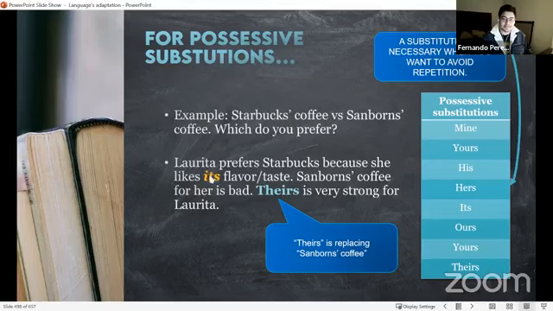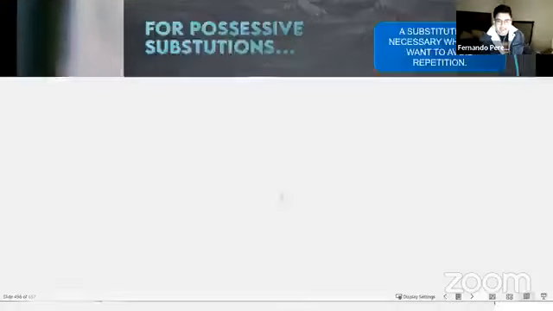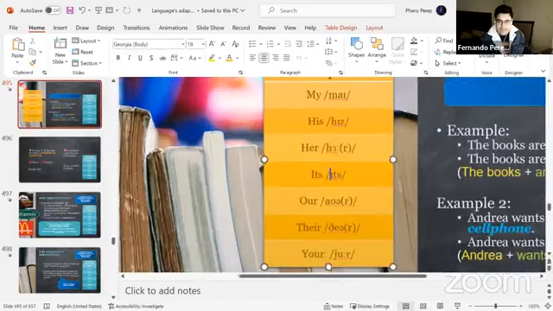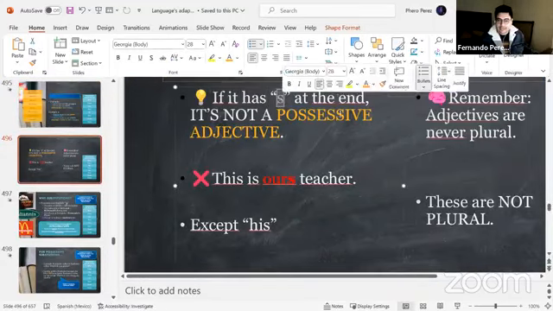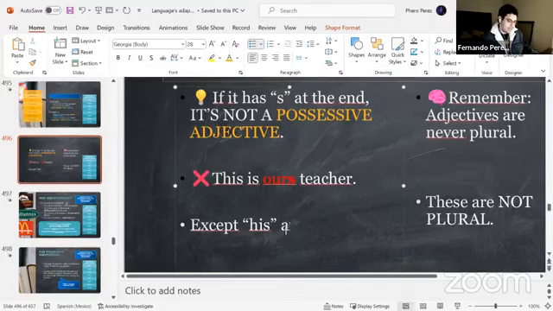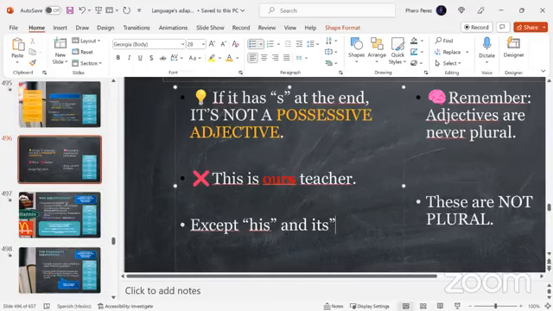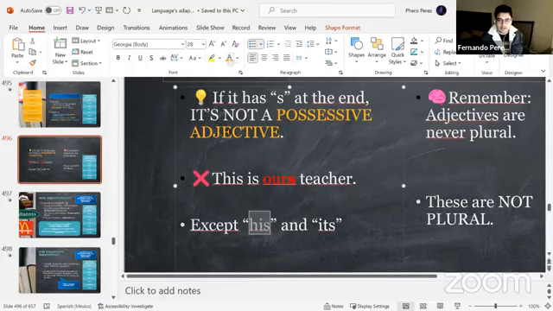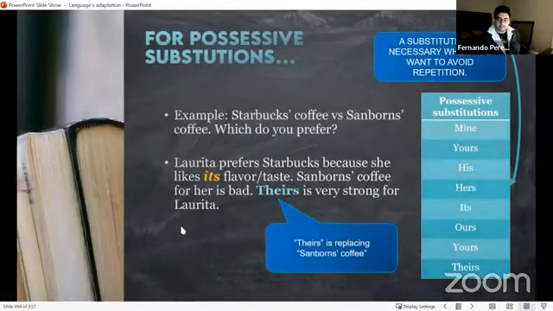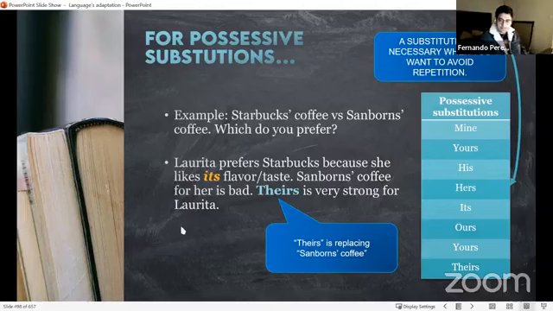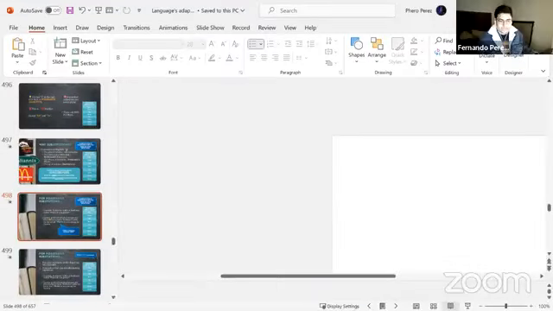But this is an adjective. This is a substitution. If you see the list, let's include this in the exception: if it has S at the end, it's not a possessive, except his and its. That was important.